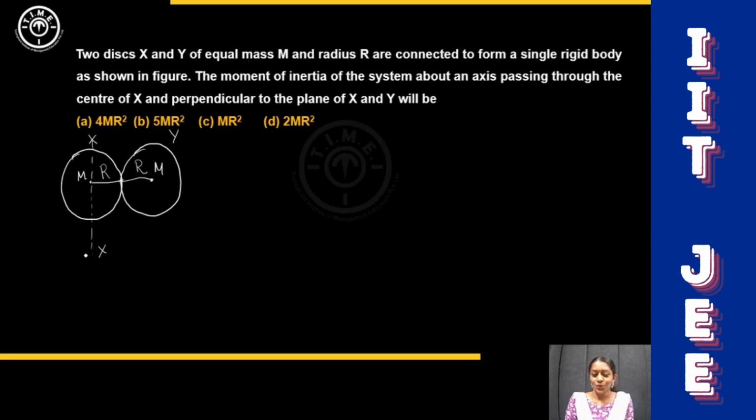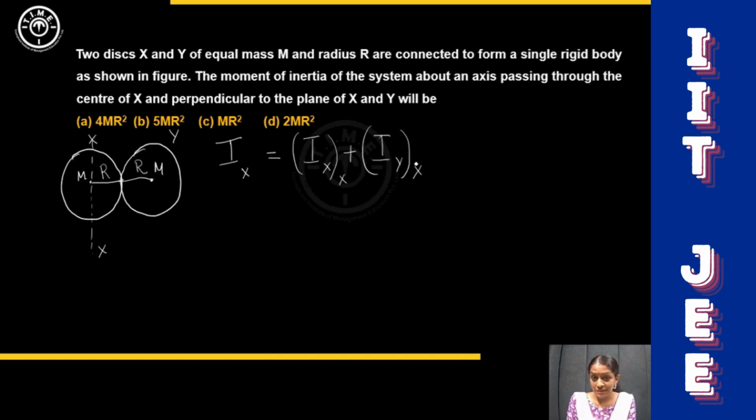Alright. So moment of inertia is a scalar quantity. So if you have multiple particles in a system, then we will just add the moment of inertia of each particle about that particular axis, right? So here we are having two disks in our system. So to find the moment of inertia about the axis X, we will just take the sum of moment of inertia of the first disk about the axis X and moment of inertia of the second disk about the axis X. So this is what we are going to do.